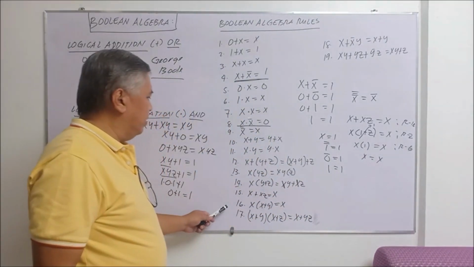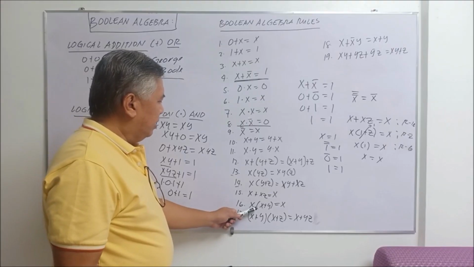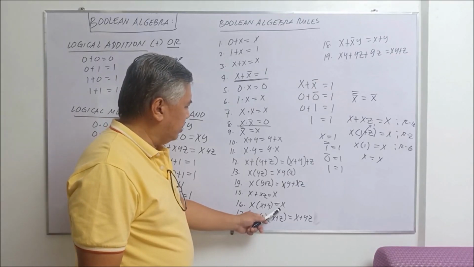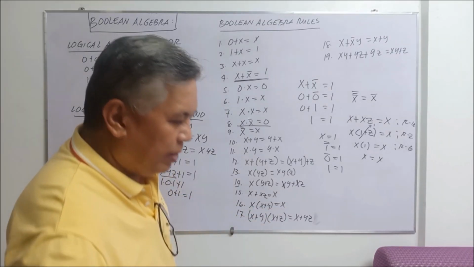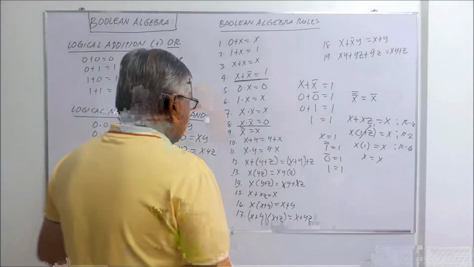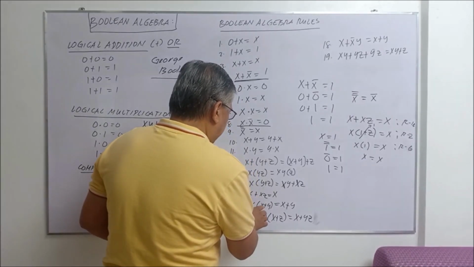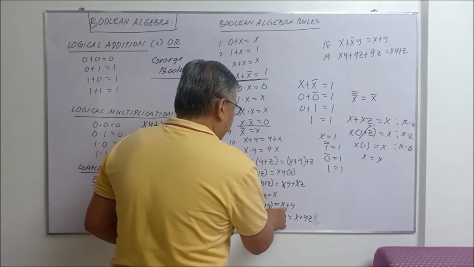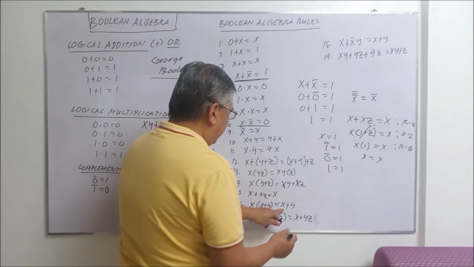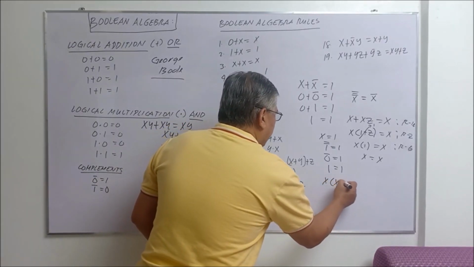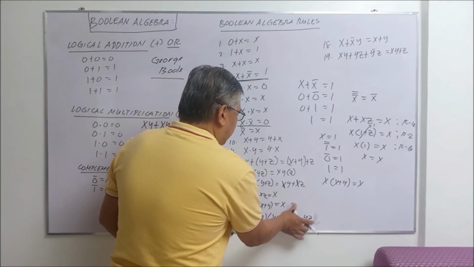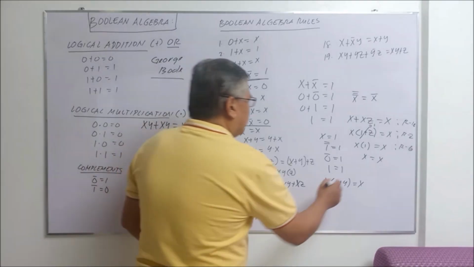Then, rule number 16: x times (x plus y) is equal to x. I believe, no? x plus x times (x plus y) is equal to x. So let's try to prove this one, no? You have x times (x plus y) is equal to x. Okay, so the original equation was this one. So let us try to prove, no?